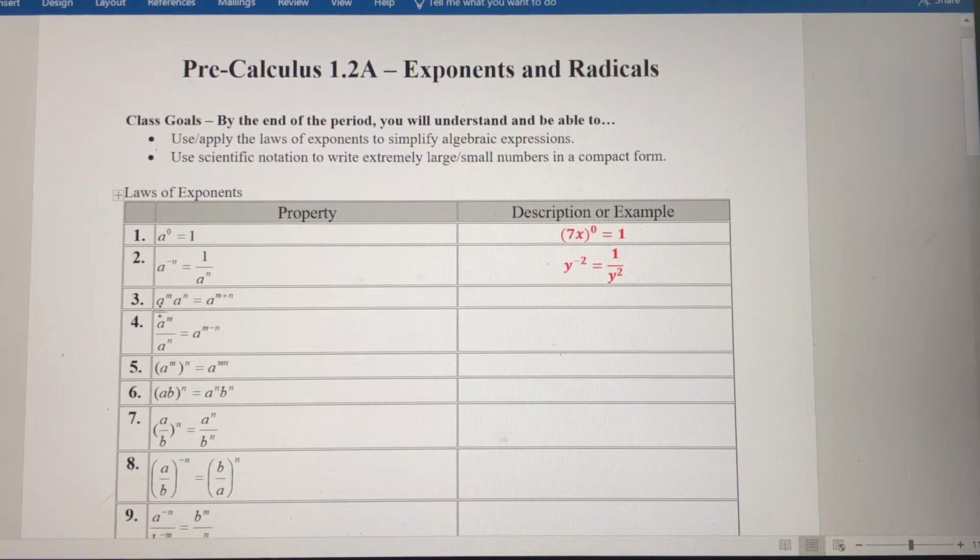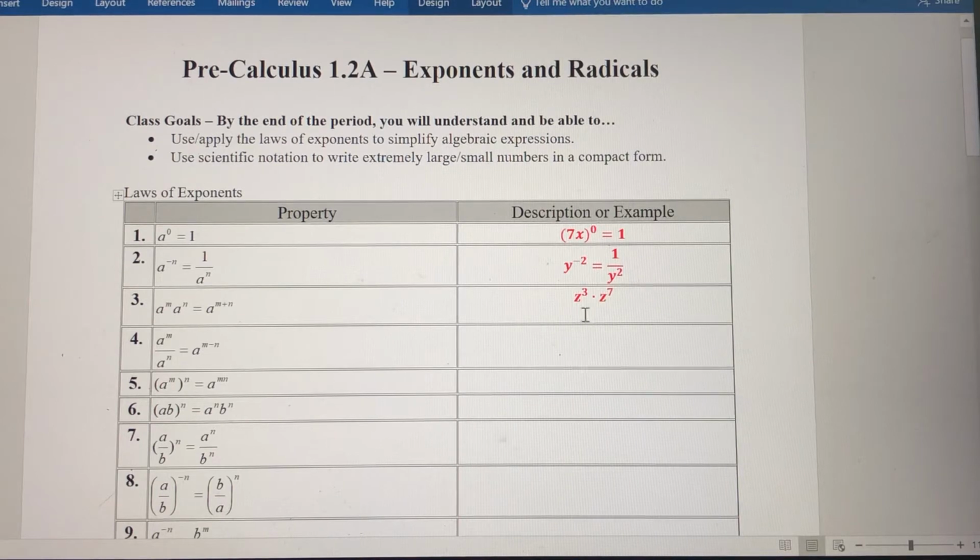Here we've got the same base. Notice the base here is a to the m power and a to the n power. So if you're multiplying two terms that have the same base, then you can add the exponents. A to the m times a to the n is a to the m plus n. So we're going to add those two exponents. In my example here, my base is z, and the base here is z. If these are different, then you can't use this property. They have to be the same. So z cubed times z to the 7th, we're going to add those exponents, 3 and 7, and get 10. So z cubed times z to the 7th is z to the 10.